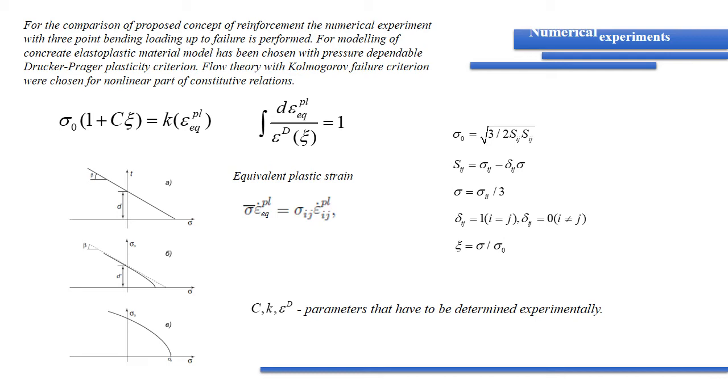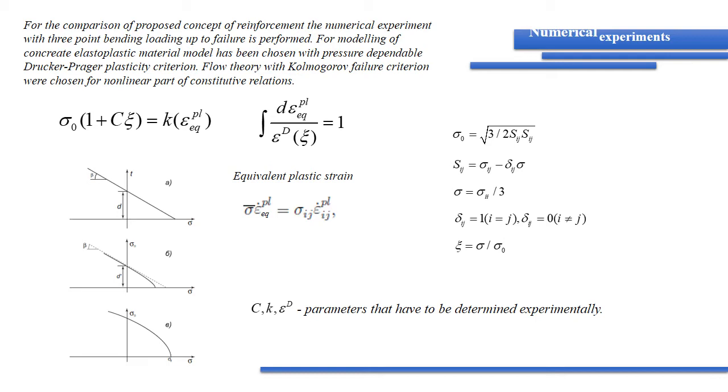So it's the Mises stress multiplied by a function which is linear in the triaxiality parameter, so we can get a stronger limit in case of compression and a weaker one in case of tension. And here is the function of equivalent plastic strain.